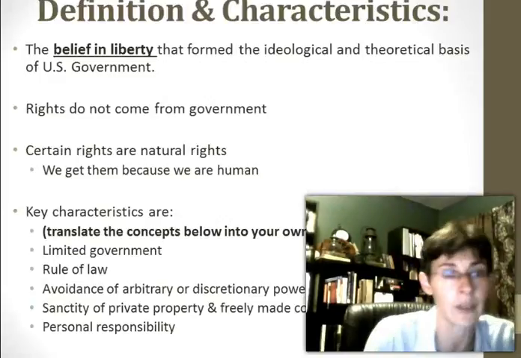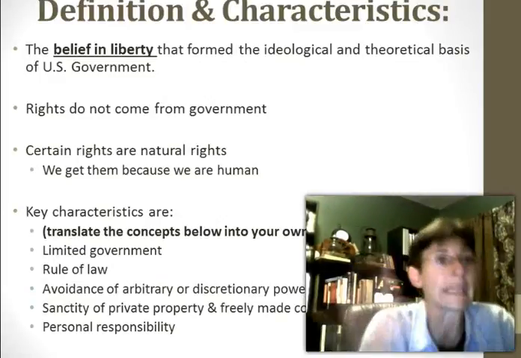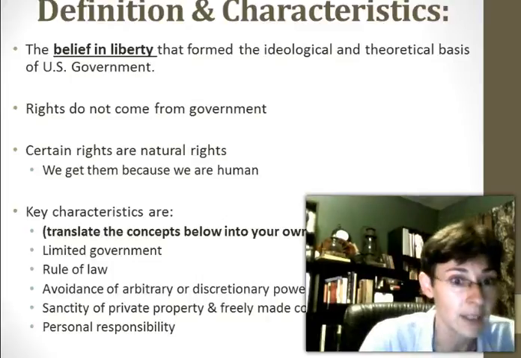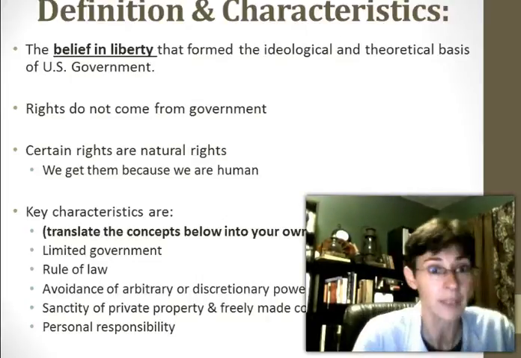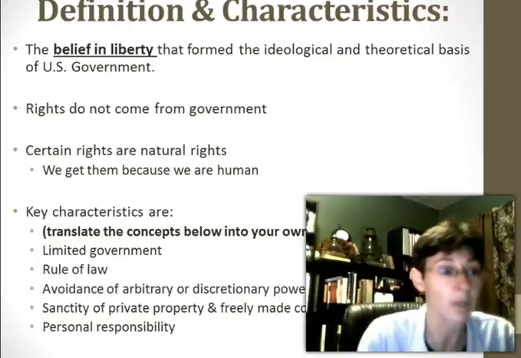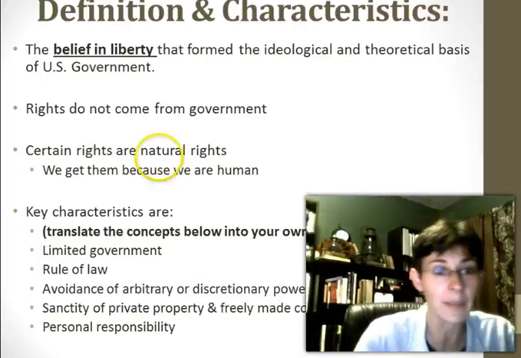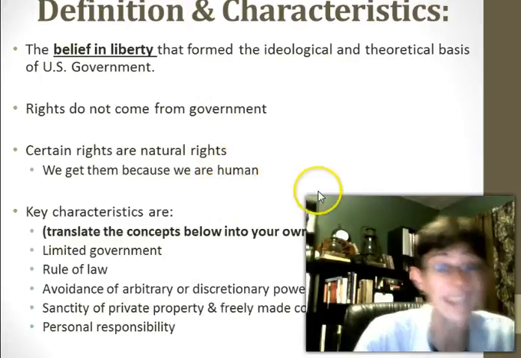So what are the characteristics? What really is classical liberalism? Well, basically, it's the belief in liberty. It's the belief that we have freedom, that rights don't come from government. Government can't give them to us. They can't take them away. They're ours. We get them because we're human, because we exist.